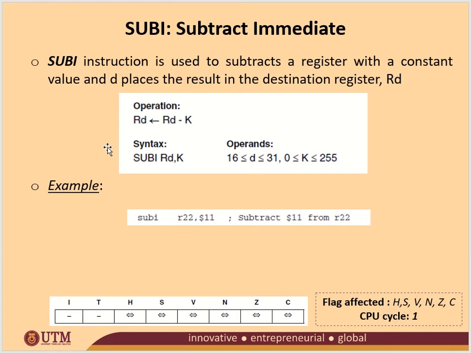Then we have the SUBI, which means subtract immediate. This instruction is used to subtract a constant value from a register and place the result in the destination register. Any instruction that ends with I, the RD here, you need to use only registers R16 to R31, because it involves an immediate value. What about K? It is from 0 to 255. The operation is RD minus K, and put the result in RD. What about the flags affected? Every time you do data processing, the flags will be affected according to that instruction.